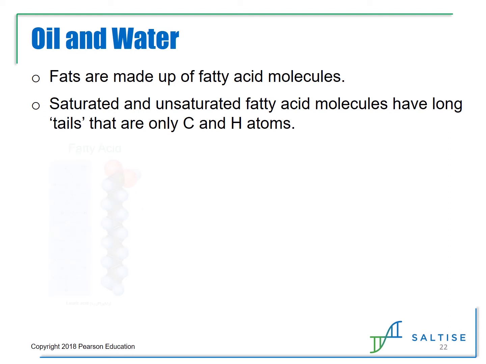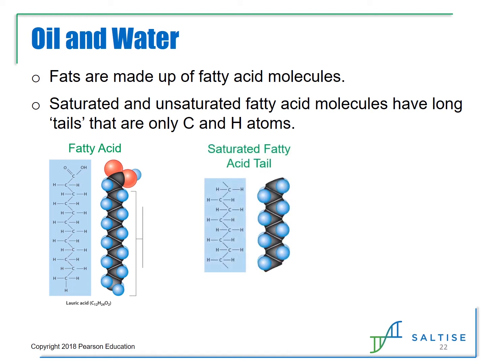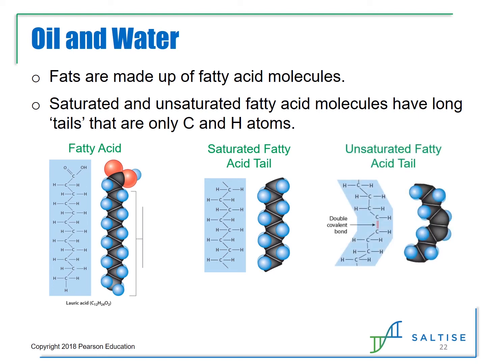Here's an example of lauric acid. Lauric acid is a fatty acid that is mostly made up of carbon and hydrogen atoms, and so the tail here you can see is very hydrophobic. If all the carbon-carbon bonds are single bonds, then the fatty acid would be described as being saturated. If there's at least one carbon-carbon double bond, as in the case here, then the tail can be described as being unsaturated.